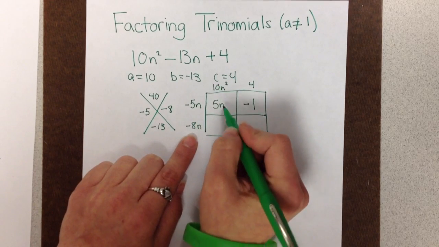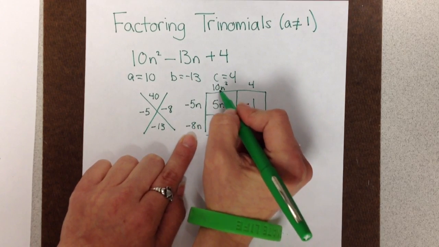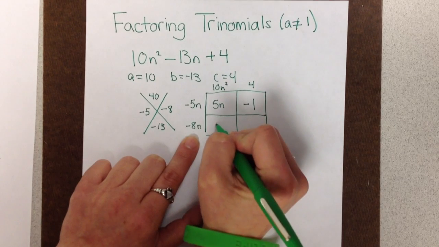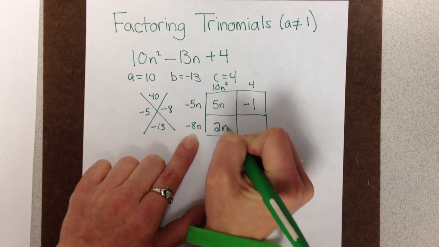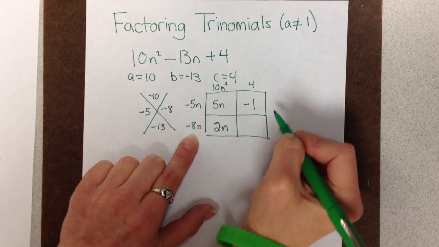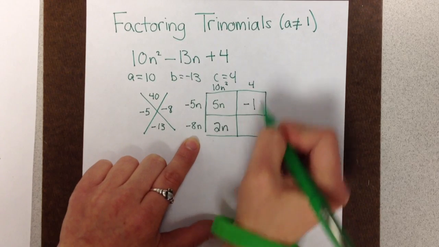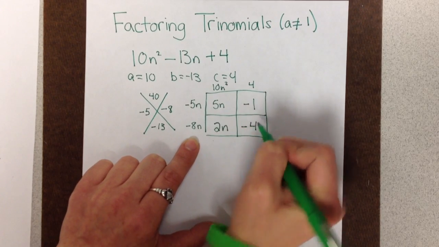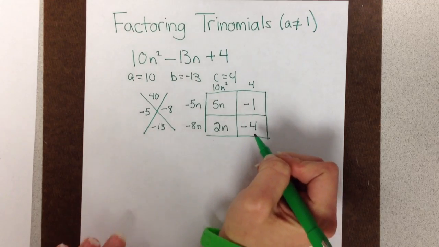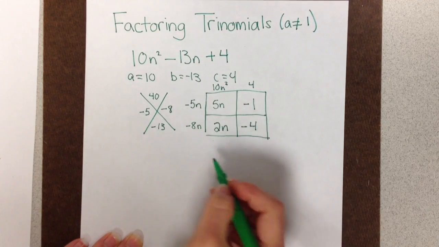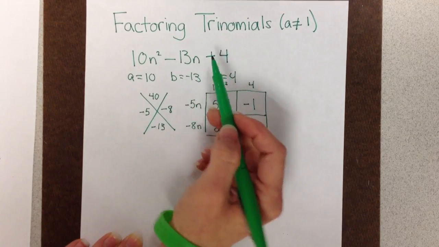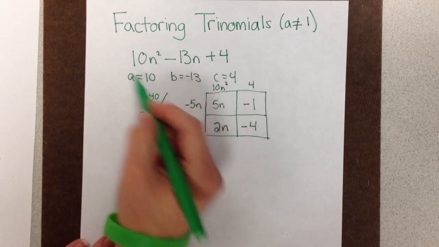Coming down, what is the greatest common factor of negative 8n and 10n squared? Well, that would be 2n. And what is the greatest common factor of negative 8n and positive 4? That's going to be negative 4, because our signs match. Now we have the binomials that we factored this trinomial into.